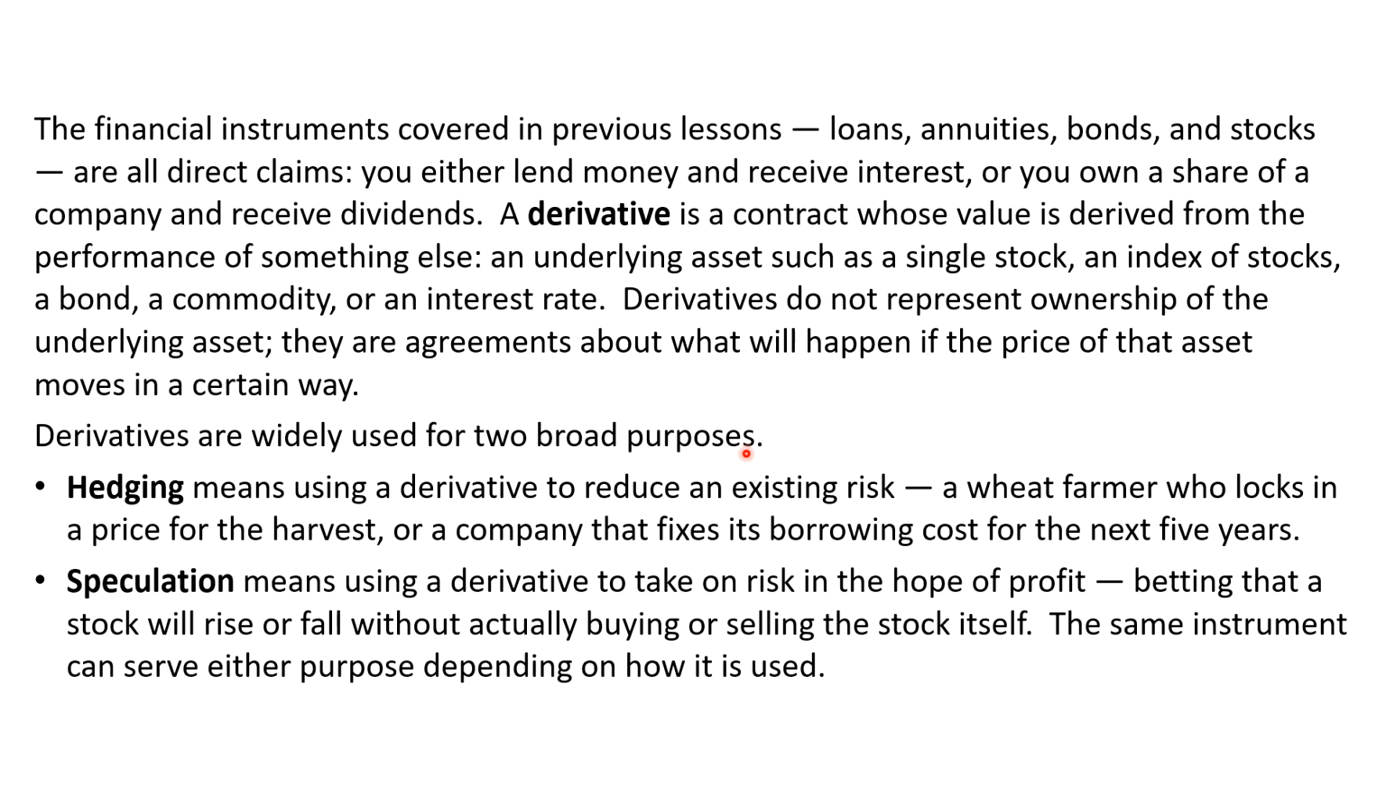Derivatives are widely used for two broad purposes. One is hedging. That means using a derivative to reduce an existing risk. I have an example here. A wheat farmer who locks in a price for the harvest, or a company that fixes its borrowing costs for the next 5 years. Then the other purpose is more speculation or gambling, which means using a derivative to take on risk in the hope of profit. For example, betting that a stock will rise or fall without actually buying or selling the stock itself. The same instrument can serve either purpose depending on how it's used.